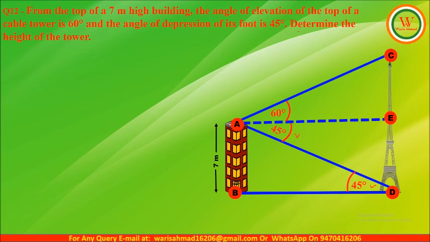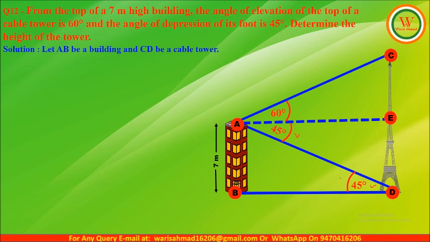In this question, we have to find out the height of the tower, that is equals to CD. So let us see the solution of this question. Here we can write, let AB be the building and CD be the cable tower. Now, first of all, we will consider triangle ABD. In this triangle ABD, measurement of AB is given 7 meter. We will find the measurement of BD.